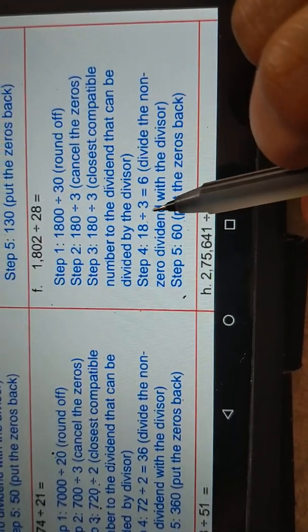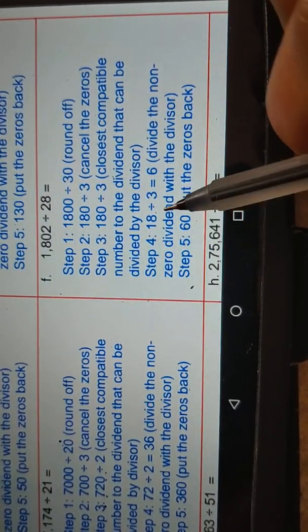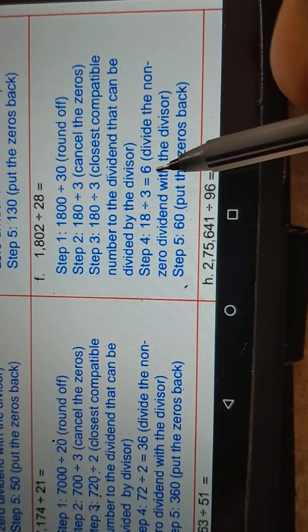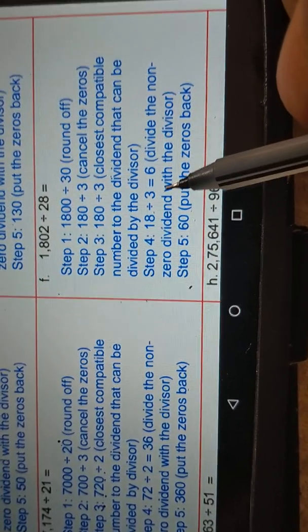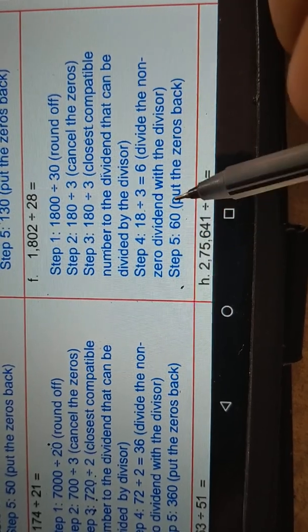So 18 divided by 3 is there. So our step number 4 is 18 divided by 3. So we'll get the answer 6. 6 3s are 18. So divide the non-zero part with the divisor.